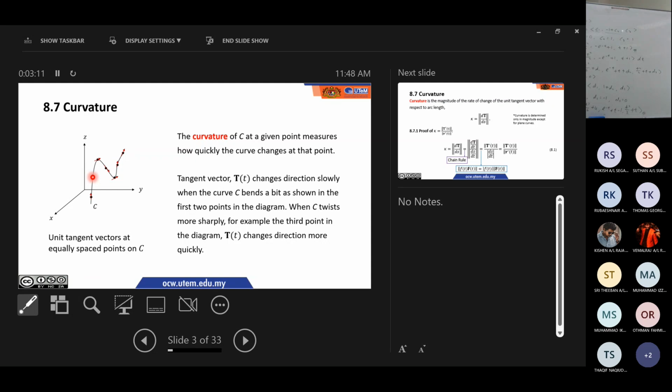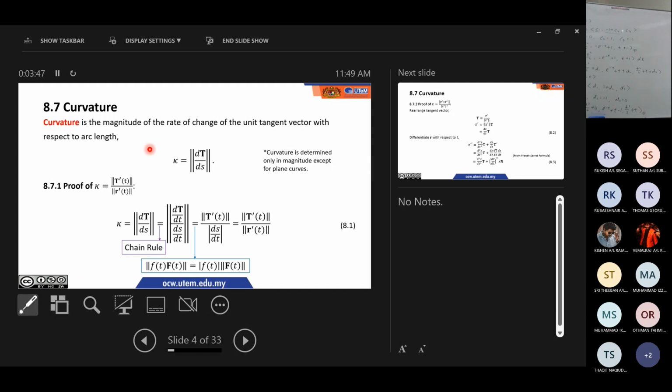Just like when we drive on a straight road, we don't really turn our steering wheel much. Just turn a little bit, rotate a little bit. So at these first 2 points, the tangent vector doesn't change direction much. But when C twists more sharply, for example, at this 3rd point, the tangent vector changes direction more quickly. Then we have a higher curvature at this point.